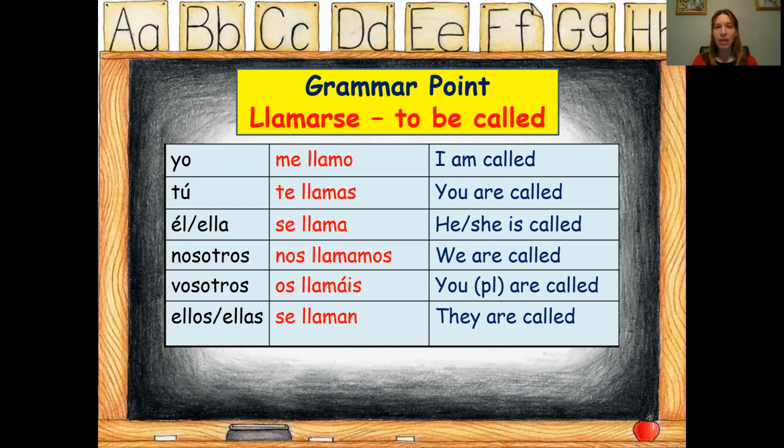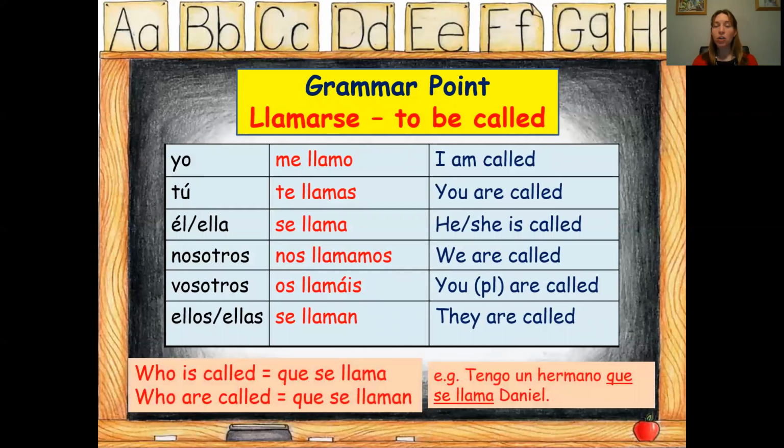Remember that double L is pronounced as a Y. So that broken down means me llamo, I am called. Te llamas, you are called. Se llama, he or she is called. Nos llamamos, we are called. Os llamáis, you, plural, are called. And se llaman, they are called.